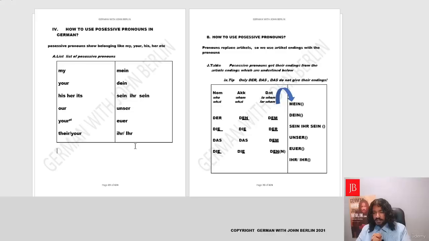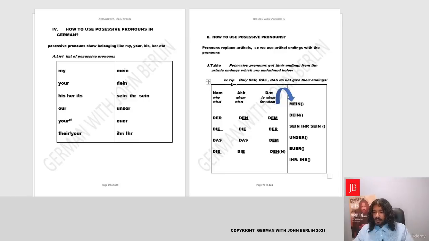Now the next question is how to use possessive pronouns. We must remember that possessive pronouns replace articles. For example, instead of saying I go to the friend, I can say I go to my friend. I replaced the with my. So in German, when we do that, my will get the ending of the, like we have learned previously.